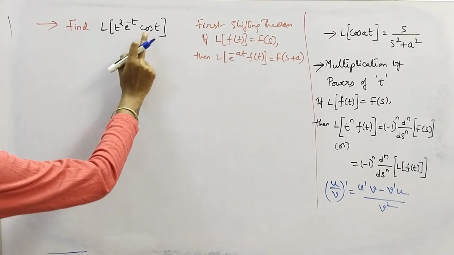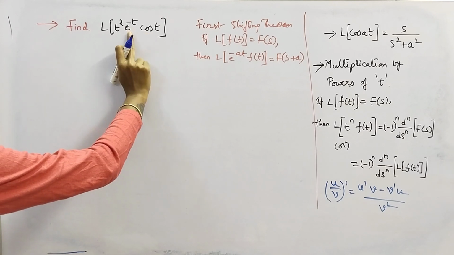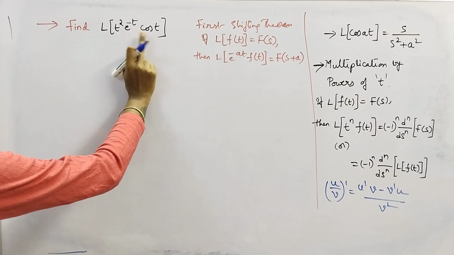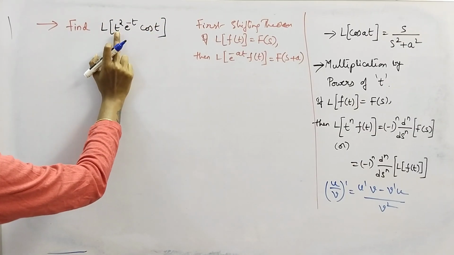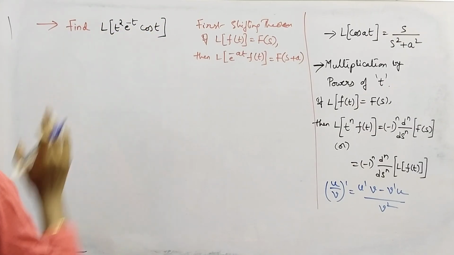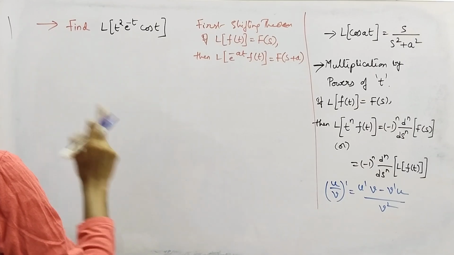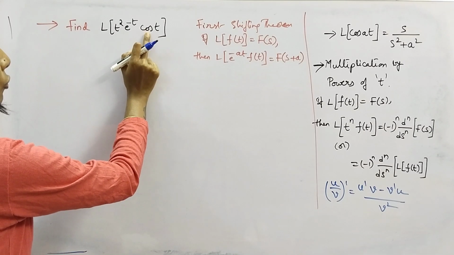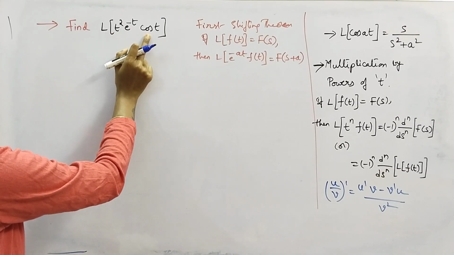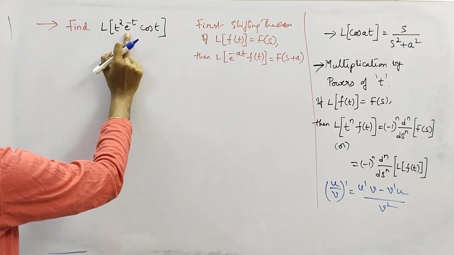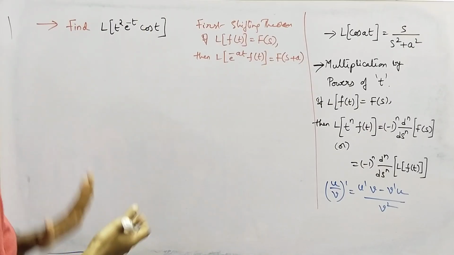You can just find first the Laplace transform of cos t and then e power minus t cos t, and later you can go for t square e power minus t cos t. But here, for my convenience, I'll first find L of cos t and then I'll find t square cos t, and then we'll go for e power minus t square cos t. Let's see how I'm going to do here.